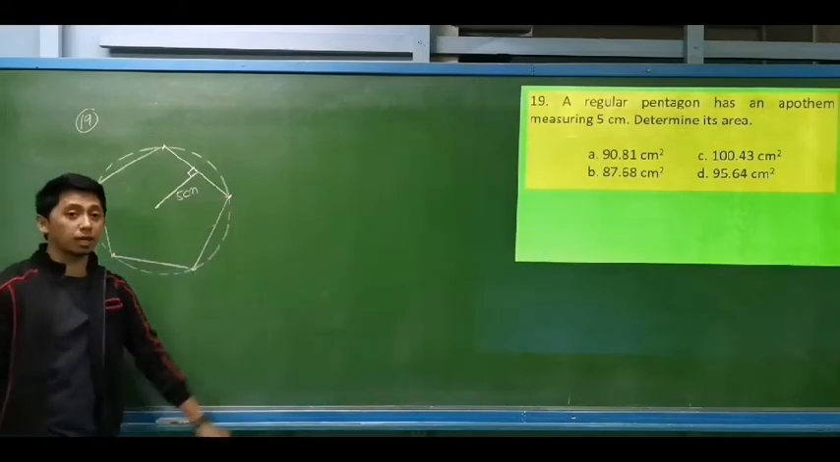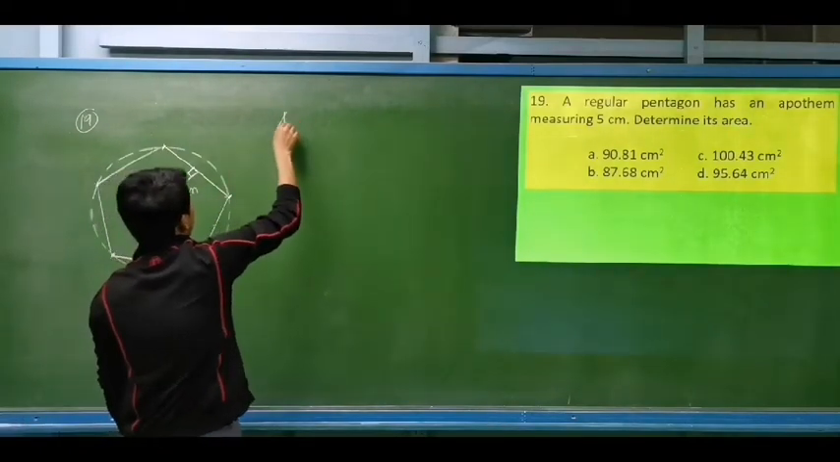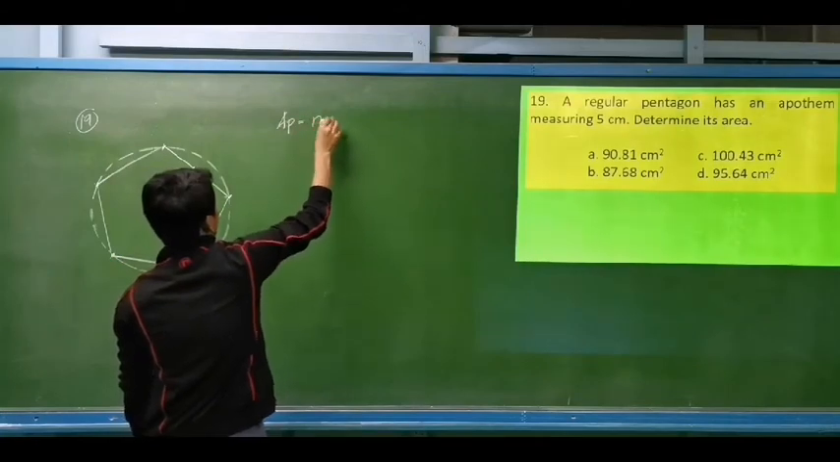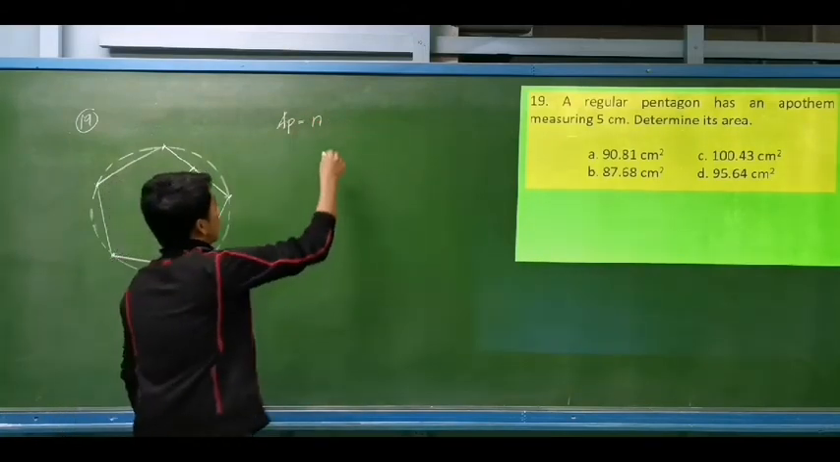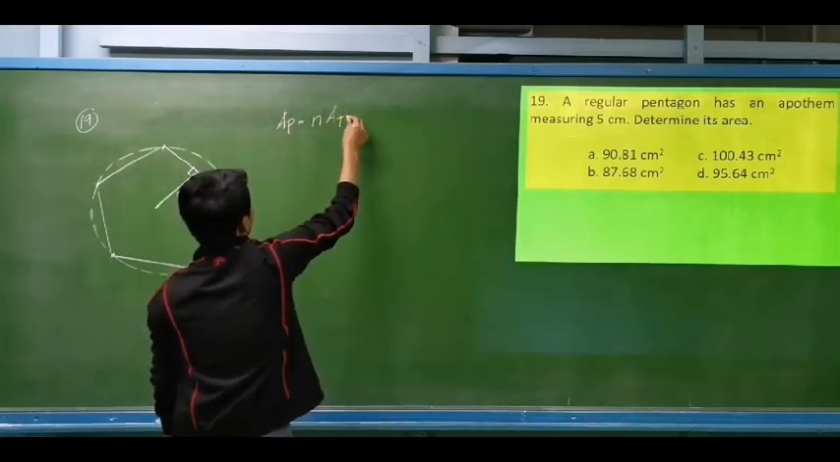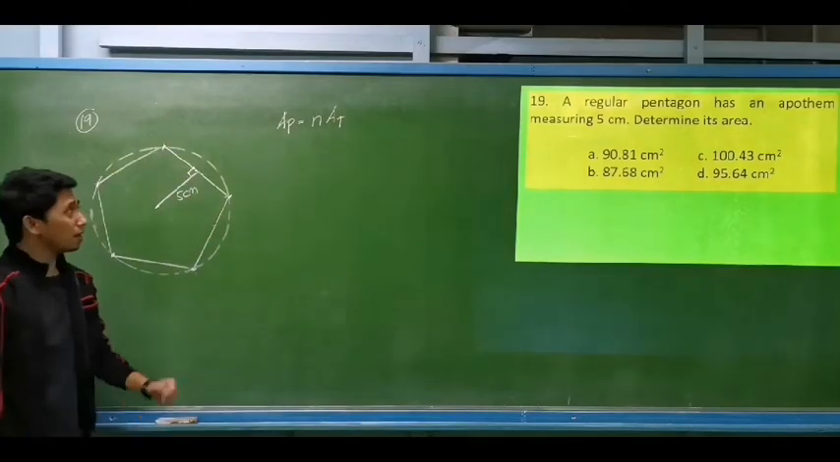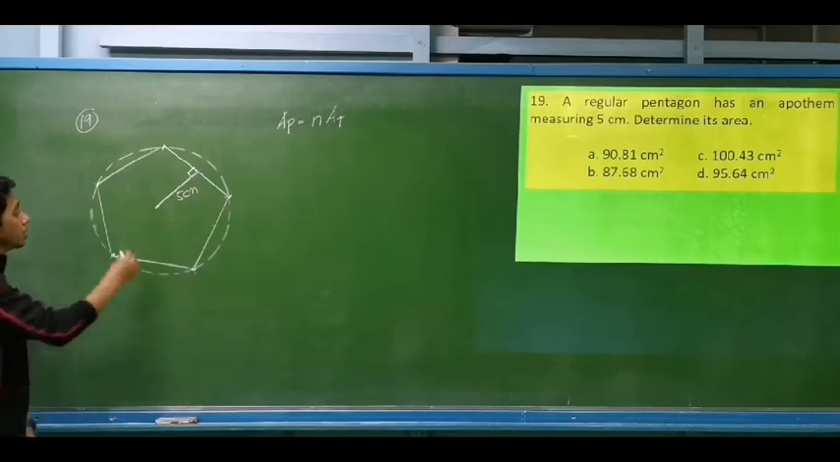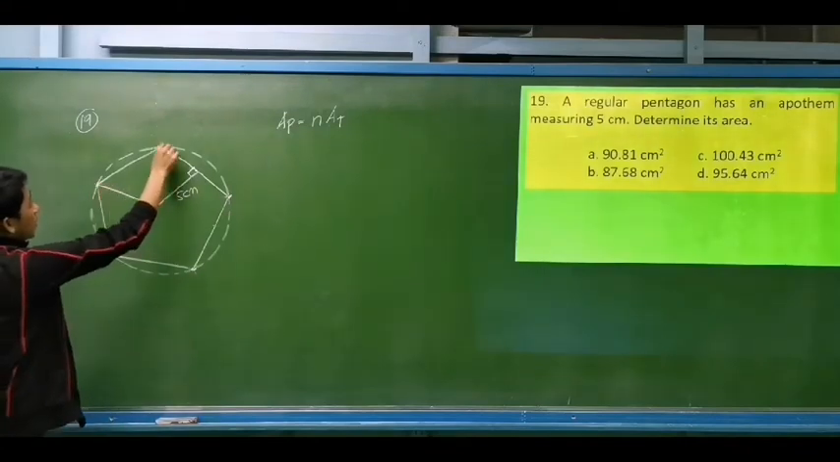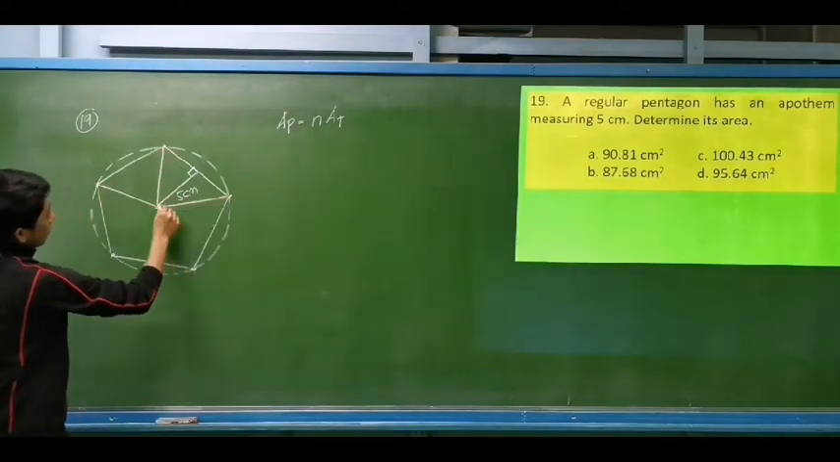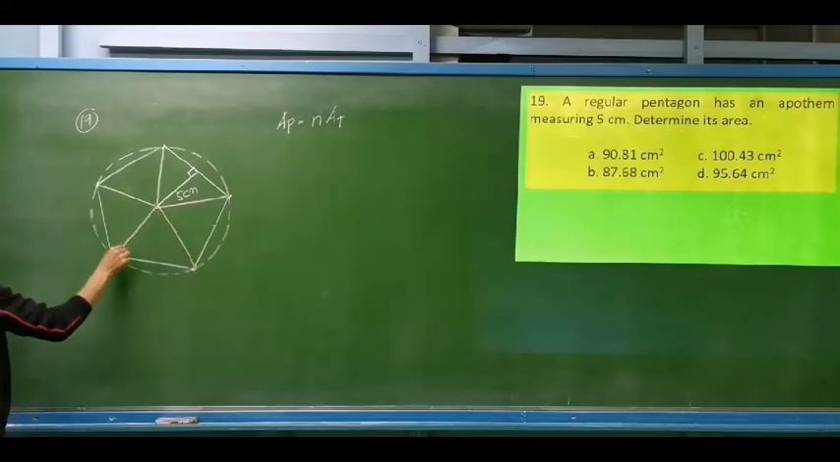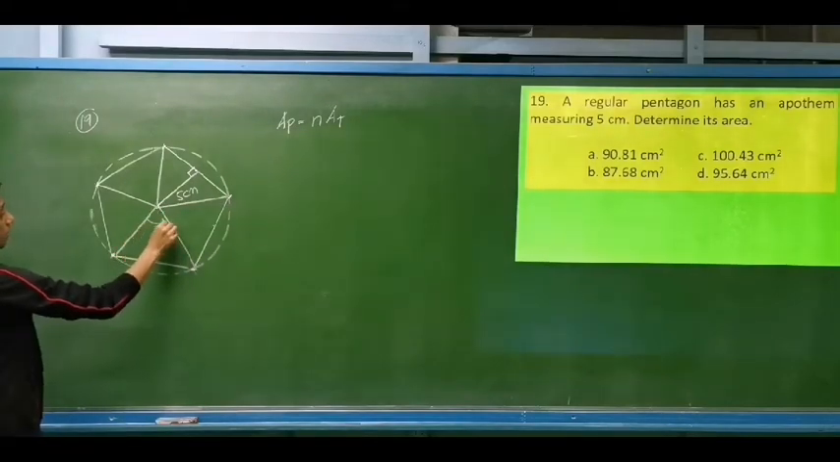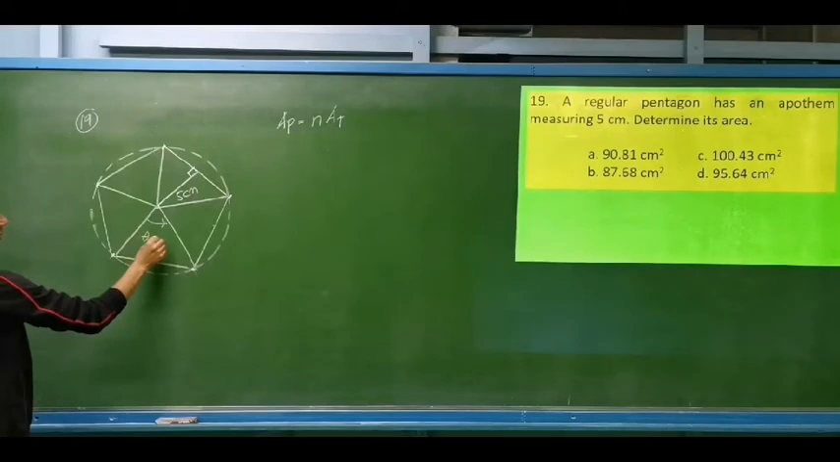Pag nag-compute tayo ng area ng polygon, yung area ng regular polygon is n, yung number of sides, multiplied by the area of one triangle. Kumbaga, ilan yung side niya, ilang triangles natin i-divide. So, di ba, ganun yung gagawin natin? We are to divide this polygon into triangles. Okay, ano yung kanyang equivalent central angle na theta?